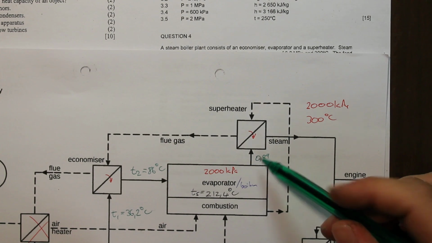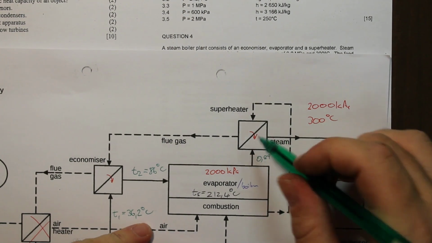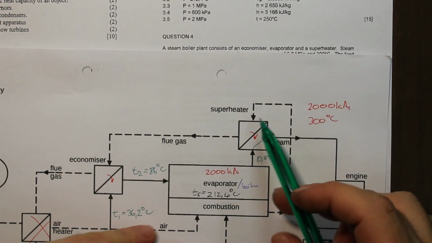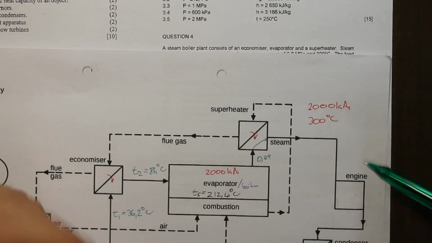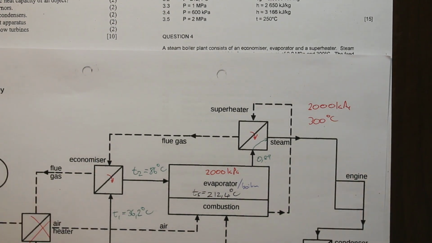Okay, and obviously when it passes through the superheater here, the superheater adds more heat, raising the temperature higher to 300 degrees, and it takes all those little water droplets and turns it into complete 100% gas, superheated gas, so that it can go through either the engine or the turbine. Okay, so that's that.